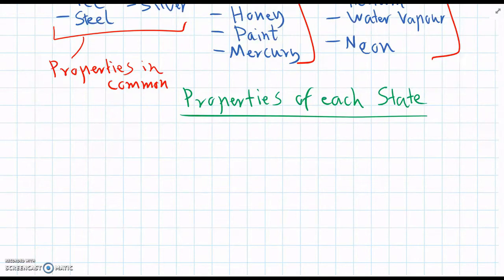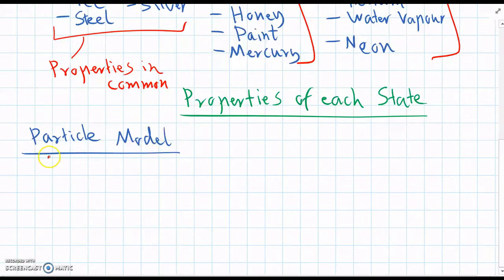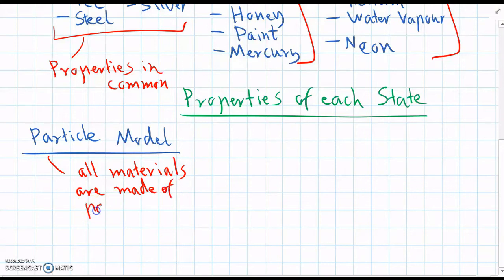Now before we look at that, we're going to zoom right in to have a look at the particles. And remember, we learnt about the particle model, which means that all materials that we know are made up of particles. All materials are made of particles. And particles are really, really small objects. So small that we can't even see them.